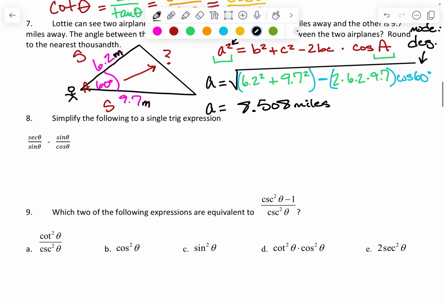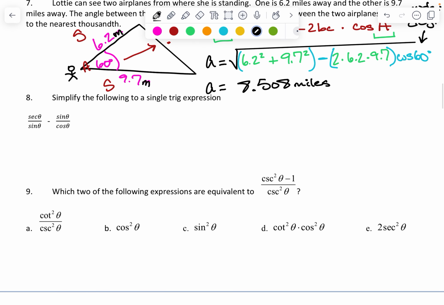Question 8 says, simplify the following to a single trig expression. So what I've got right here is secant over sine minus sine over cosine. So the first thing here is I need to realize that I am subtracting two fractions. To subtract, they must have a common denominator. So what you need to do is say, what does this denominator have that this one needs? And what does this one have that this one needs?